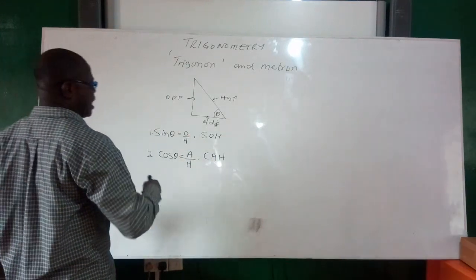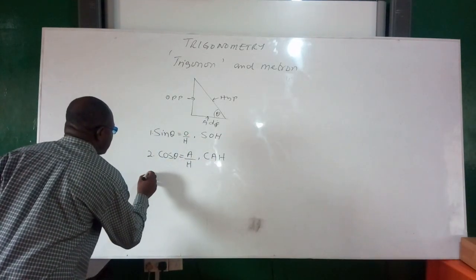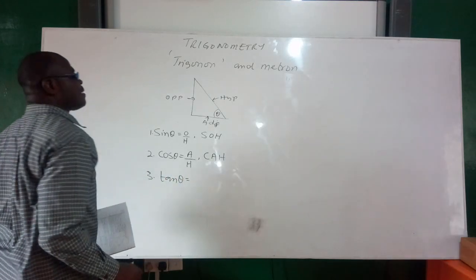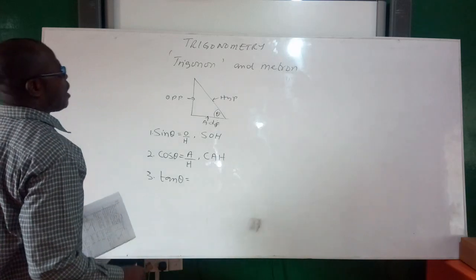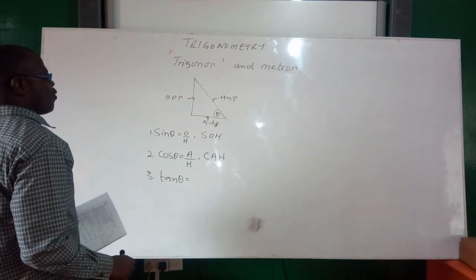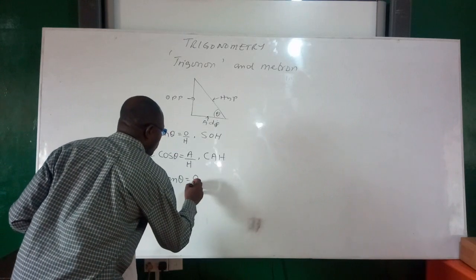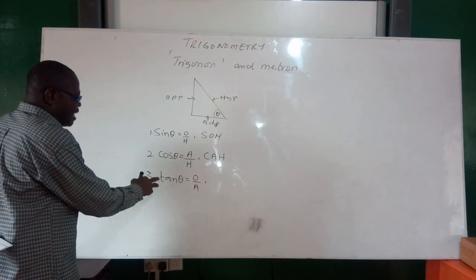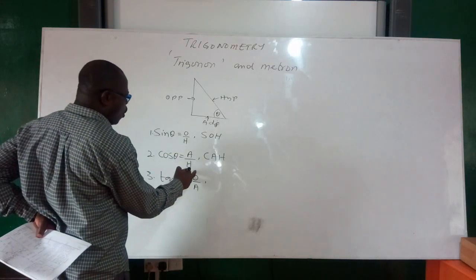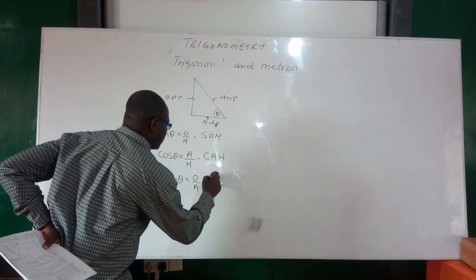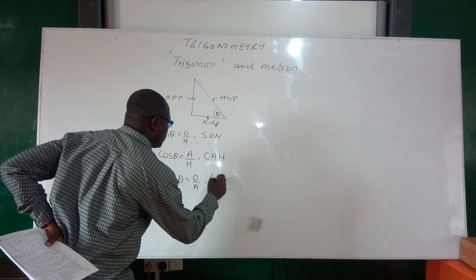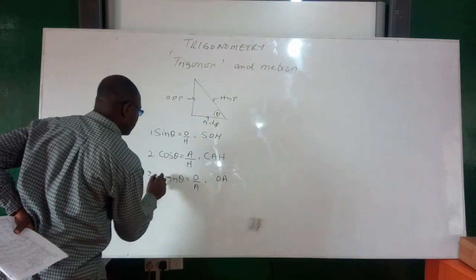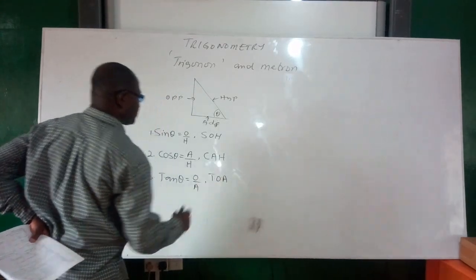Then the last one, or the third one, is tan theta. And tan theta is opposite over adjacent, so O over A. In the same way, if we pick the first letter, it is T, O, A. So we get TOA.